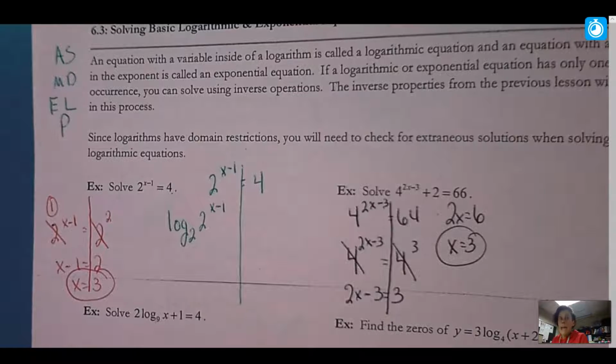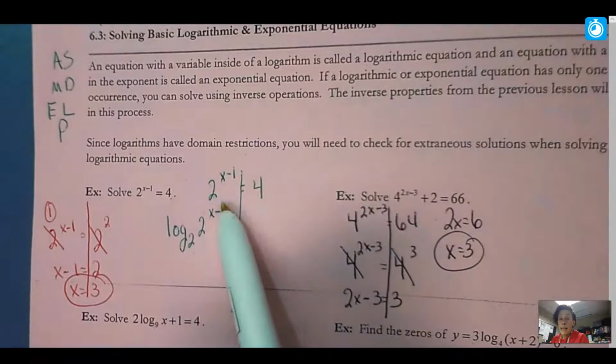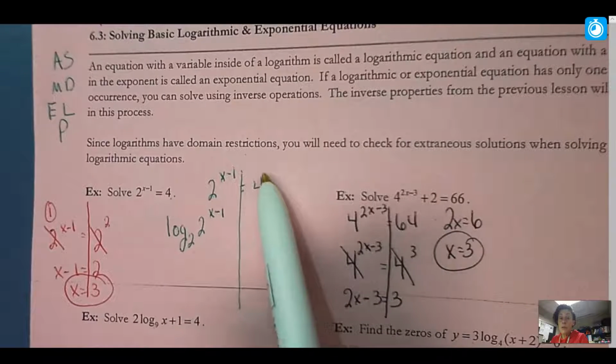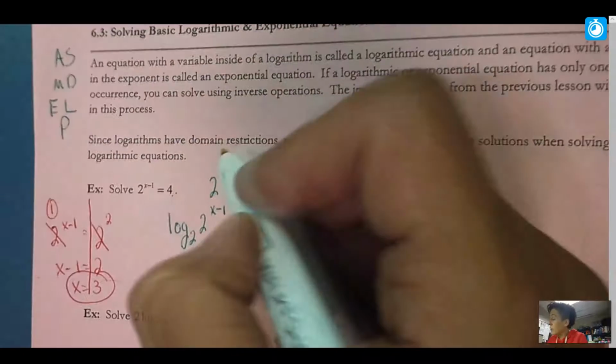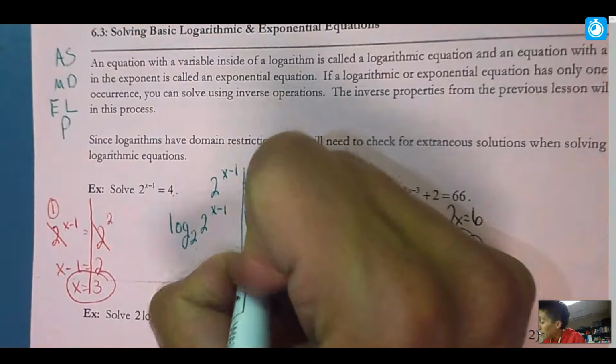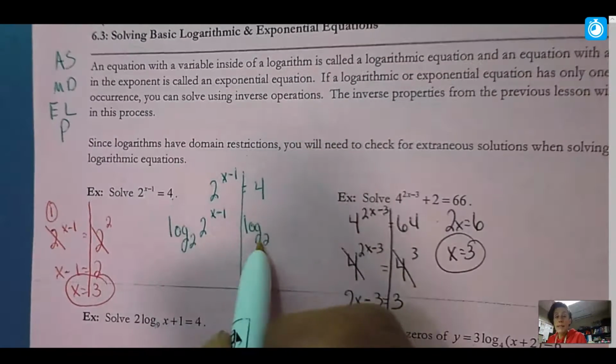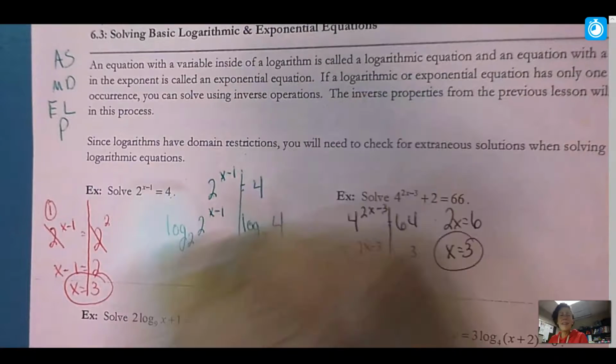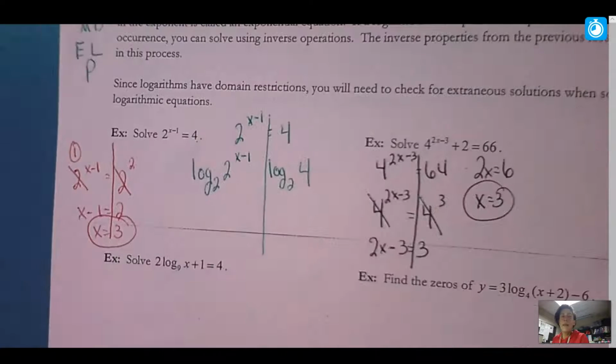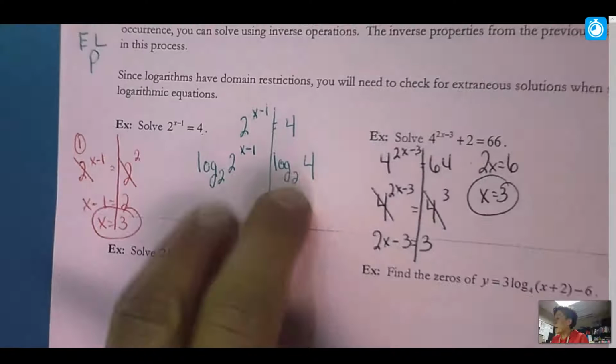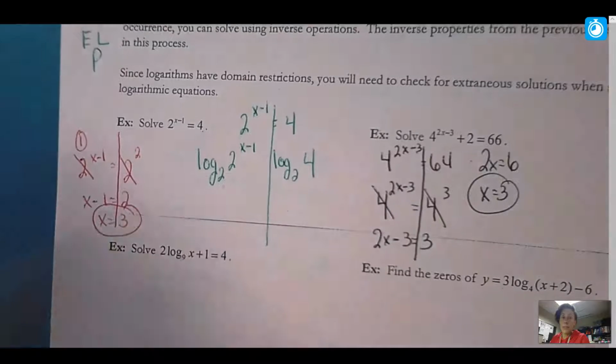Okay? And remember, whatever I do to one side, I have to do to this side. So this side, I'm going to do the same thing. I'm going to put a log base 2, same thing to same thing, and I'm going to put the 4 behind it. And I know this is really weird because we're not used to it, but eventually we'll get there. And normally I would never solve the problem like this. I would do it like this instead.